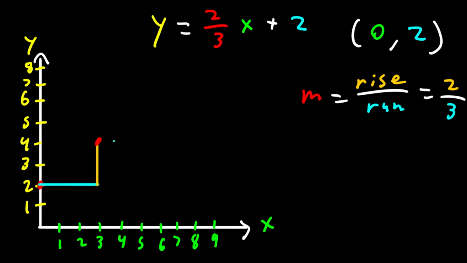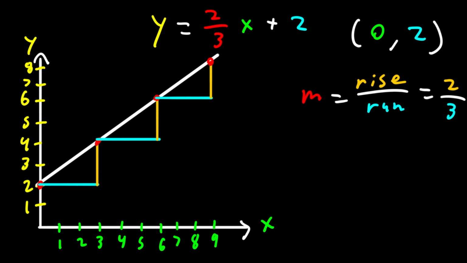And now we're going to run another 3 to the right. We're going to go from 3 to 6. And then we're going to go up 2 more. And now we're going to run another 3 to the right. And we're going to go up to 8 because we're adding 2. So we're going up by 2. And now let's connect the dots. And let's draw an arrow to indicate that it goes on forever. So this is the graph of y equals 2 over 3x plus 2.